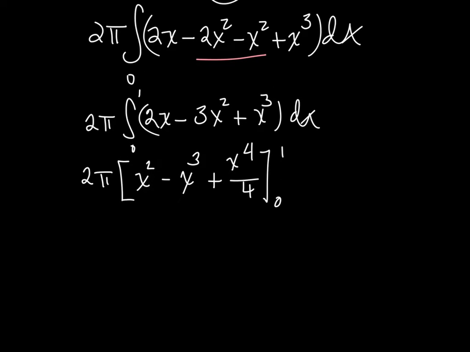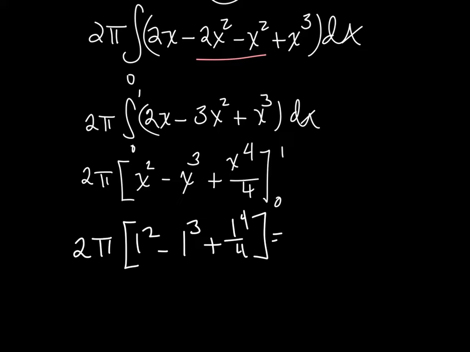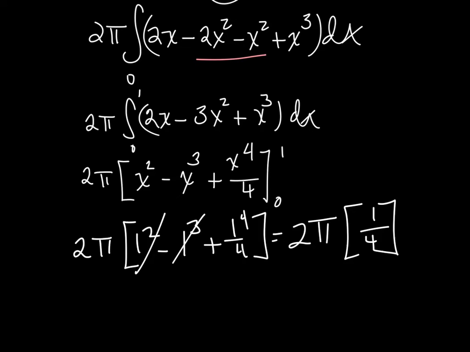So I plug everything in. I get 2 pi times 1 squared minus 1 cubed plus 1 to the 4th over 4, which is 2 pi times 1 minus 1, 0, plus 1 over 4, which is 2 pi over 4, or pi over 2.